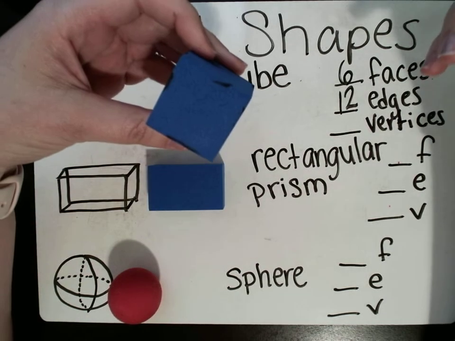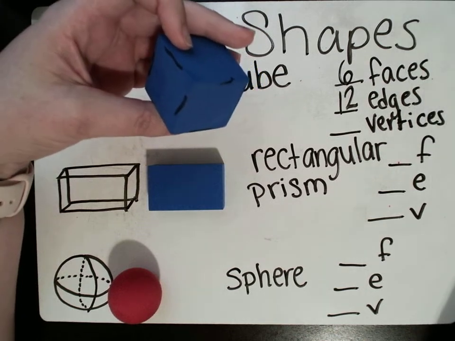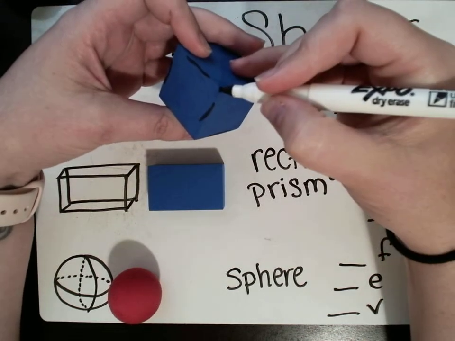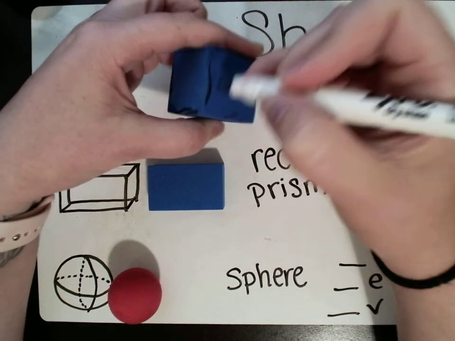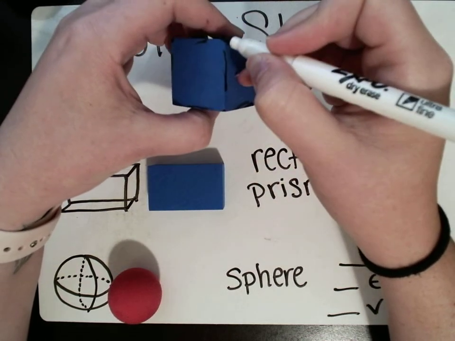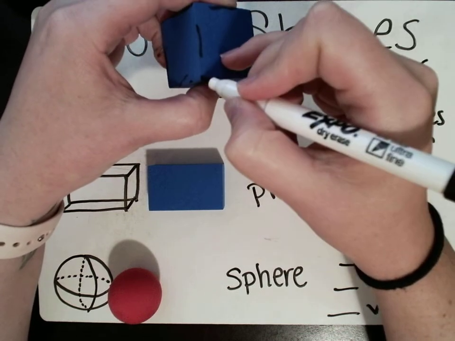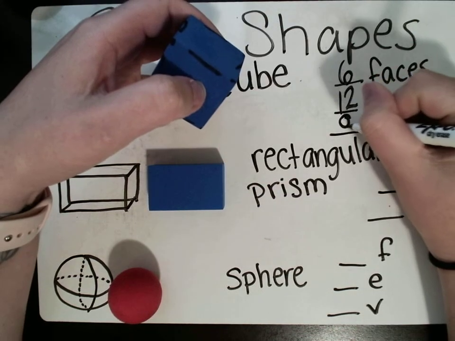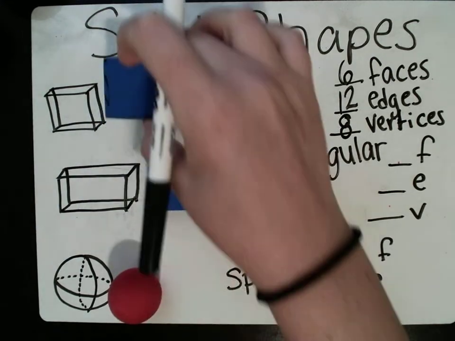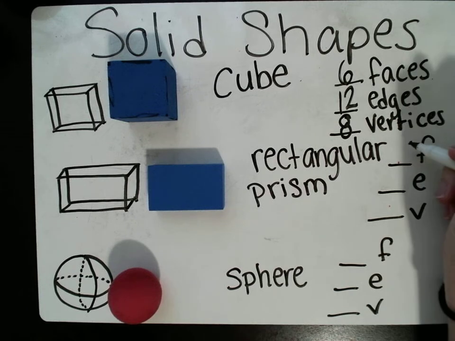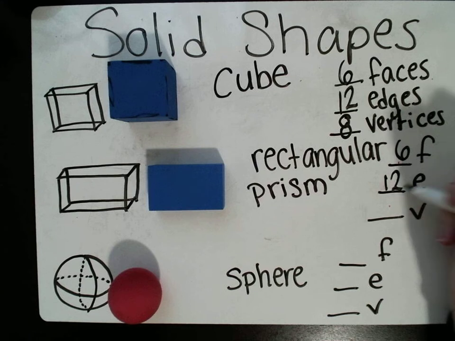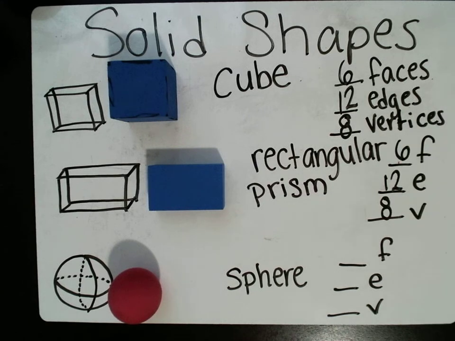And then our vertices are the same thing as with the plane shapes. It's the points where all of these edges come together. There's 1, 2, 3, 4, 5, 6, 7, and 8. So there are 8 vertices. A rectangular prism has the same number of faces, same number of edges, and same number of vertices, just like a square and a rectangle.